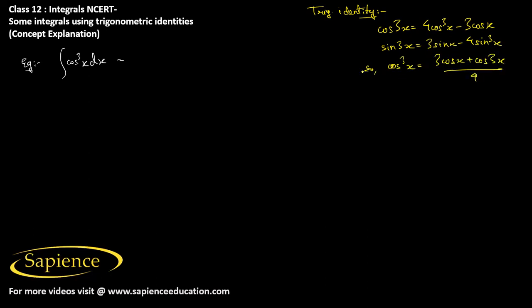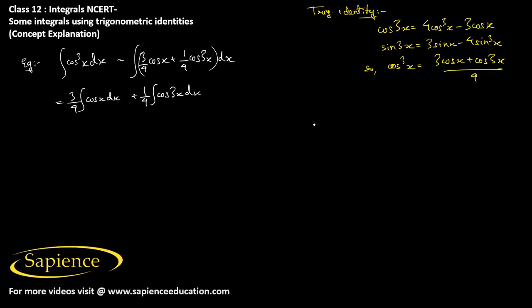So therefore, this will be the integral of 3 by 4 cos x plus 1 by 4 cos 3x into dx. So this we can write as 3 by 4 integral cos x dx plus 1 by 4 integral cos 3x dx.